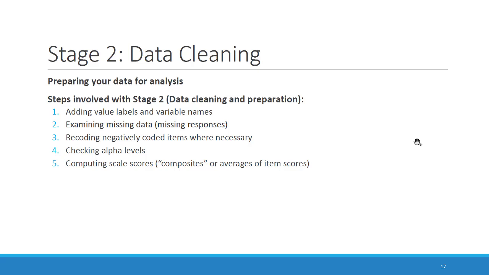So we can think about the steps involved with stage 2, the data cleaning and preparation, as being 5-fold. First, we add value labels and variable names. Second, we examine missing data, like missing survey responses, if that's the data you're working with. Step 3, we recode negatively coded items where necessary. If you don't know what I mean by that, then please stop this video and go back and watch the measurement video for information about that. Step 4 is checking the alpha levels, and 5 is computing scale scores, which we also call composites or averages of item scores.